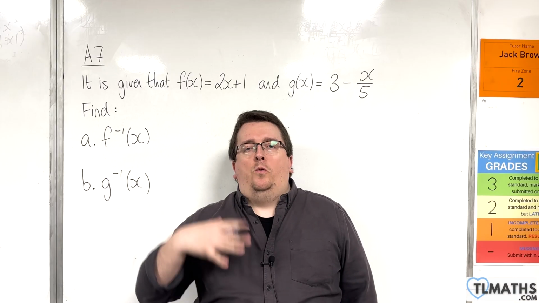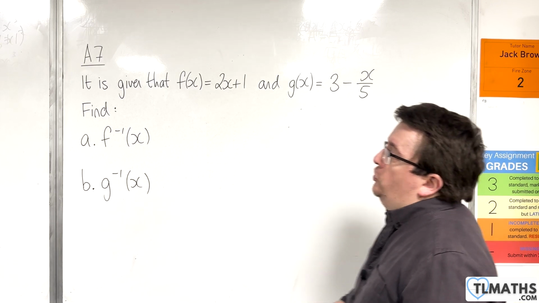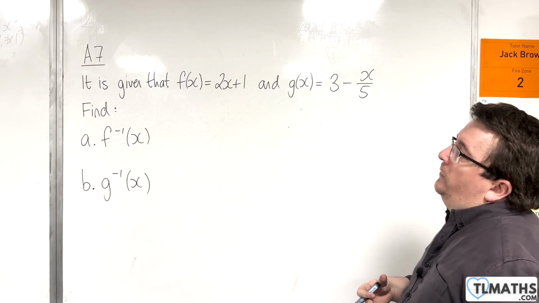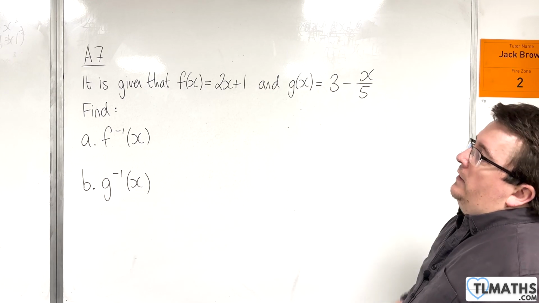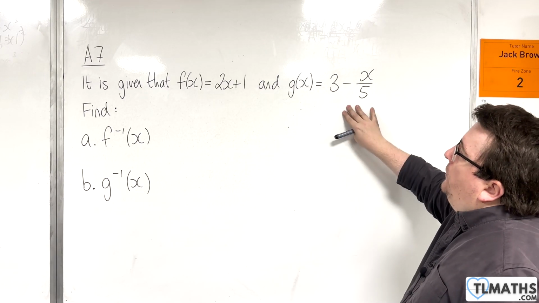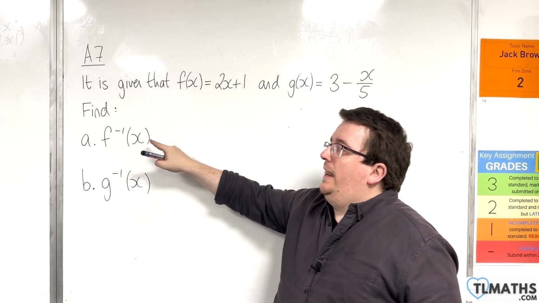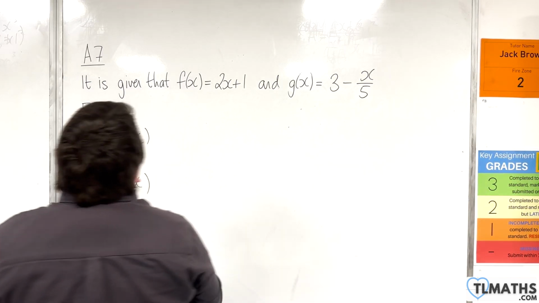So in the previous video, I introduced you to inverse functions, and in this video, we'll practice how we go through the process. So it is given that f of x is 2x plus 1 and g of x is (3 take away x) over 5. Find, first of all, the inverse function of f.